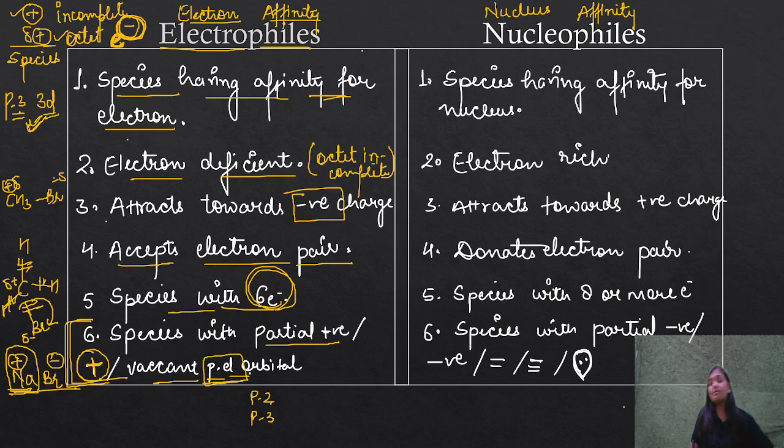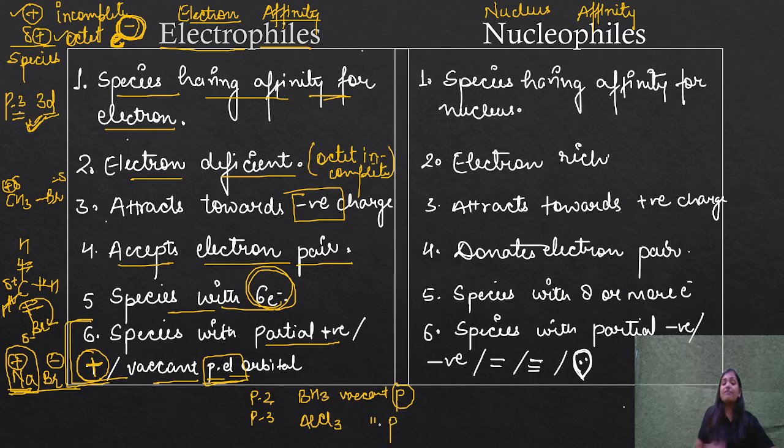There could be many examples, guys, so you need not worry. If you take BH3, this is a 6 electron species and has a vacant p orbital. If you know bonding, you can easily understand it has a vacant p orbital. That's why this is electrophilic. In AlCl3, again I have a vacant p orbital. In the example of SO2, the p orbital is not vacant. This is also a period number 3 element, but here we have a vacant d orbital. Its octet is complete, but still SO2 is electrophilic in nature.